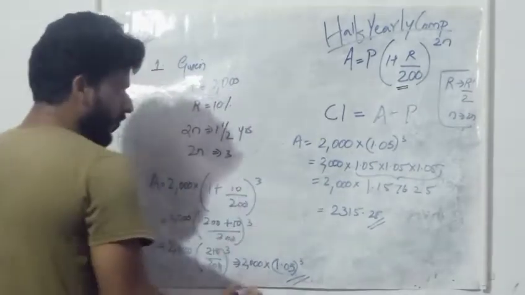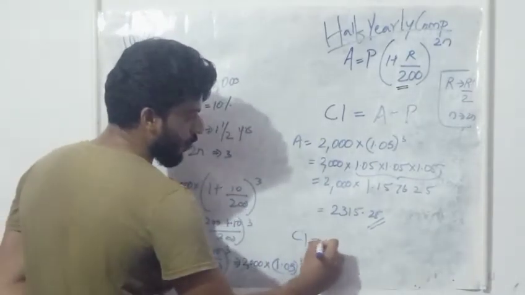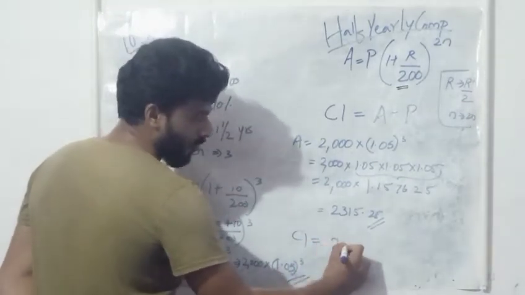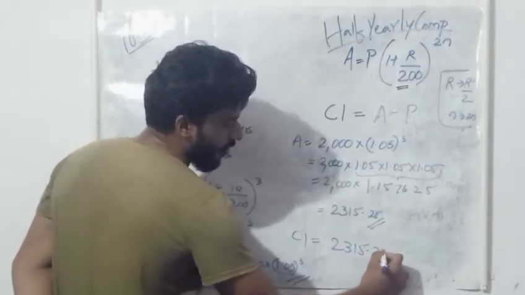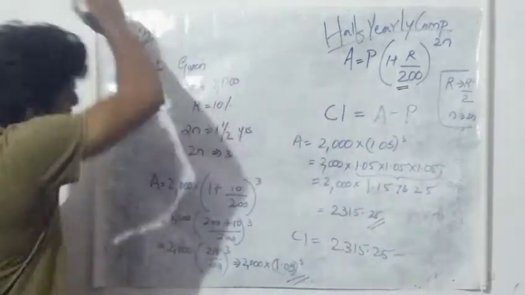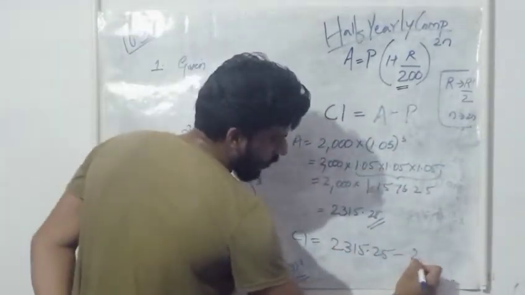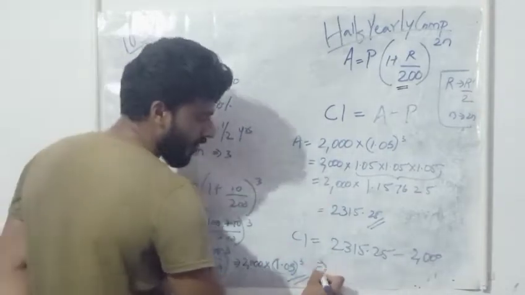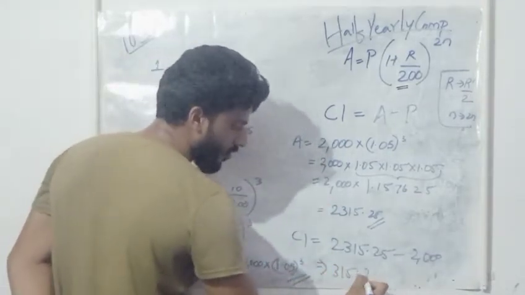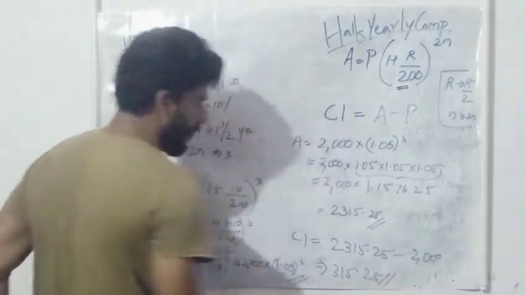So what is our amount given? Compound interest is equal to amount. The amount we have found out is 2315.25 minus our principal given in the question, 2000, and the interest calculated half yearly will be 315.25. This is our answer.